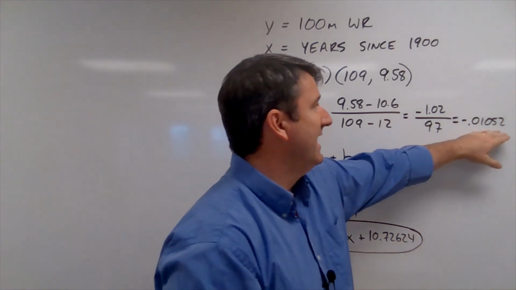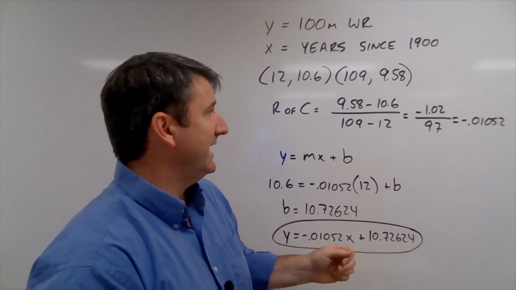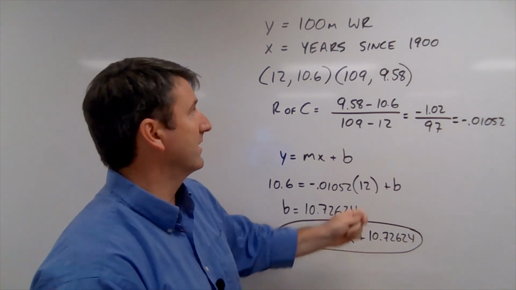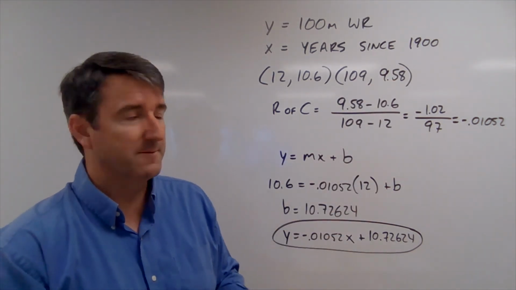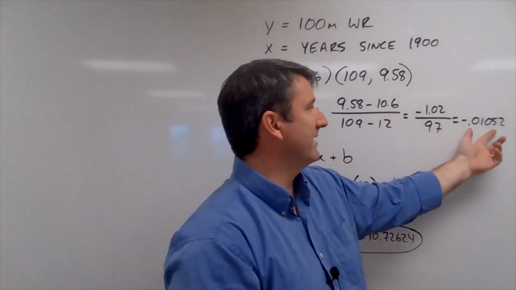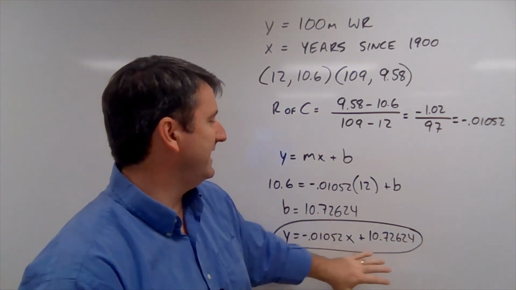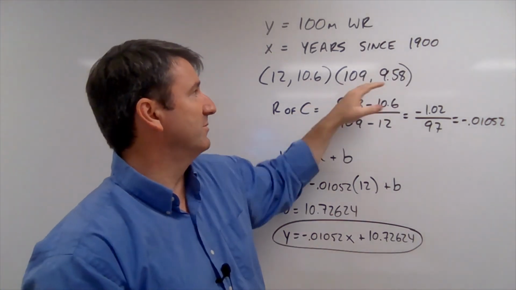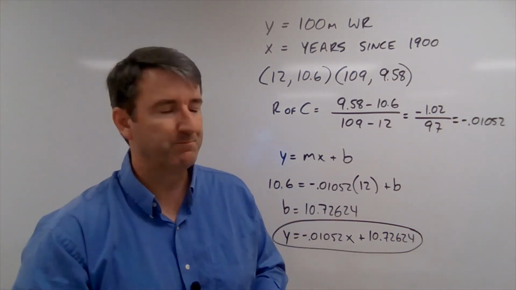The reason that I carried this out to 5 decimal places, by the way, is so that this model will work to predict the world record time in 2009. You want to be careful about rounding off too much. You want to keep as many decimal places as are necessary to at least be able to predict both of the data points with your model.